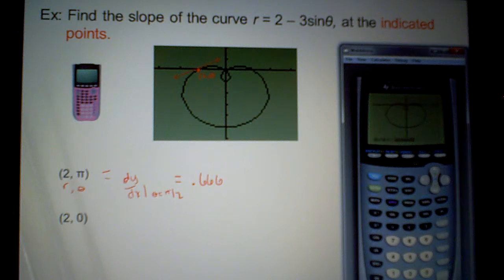I'm right on the other side at 2, 0. Right, radius 2, theta 0. And as you can see, if I draw a slope there, it should be a negative slope, right? Negative slope, and if you can see with the symmetry, you shouldn't be surprised that you got negative 0.666.